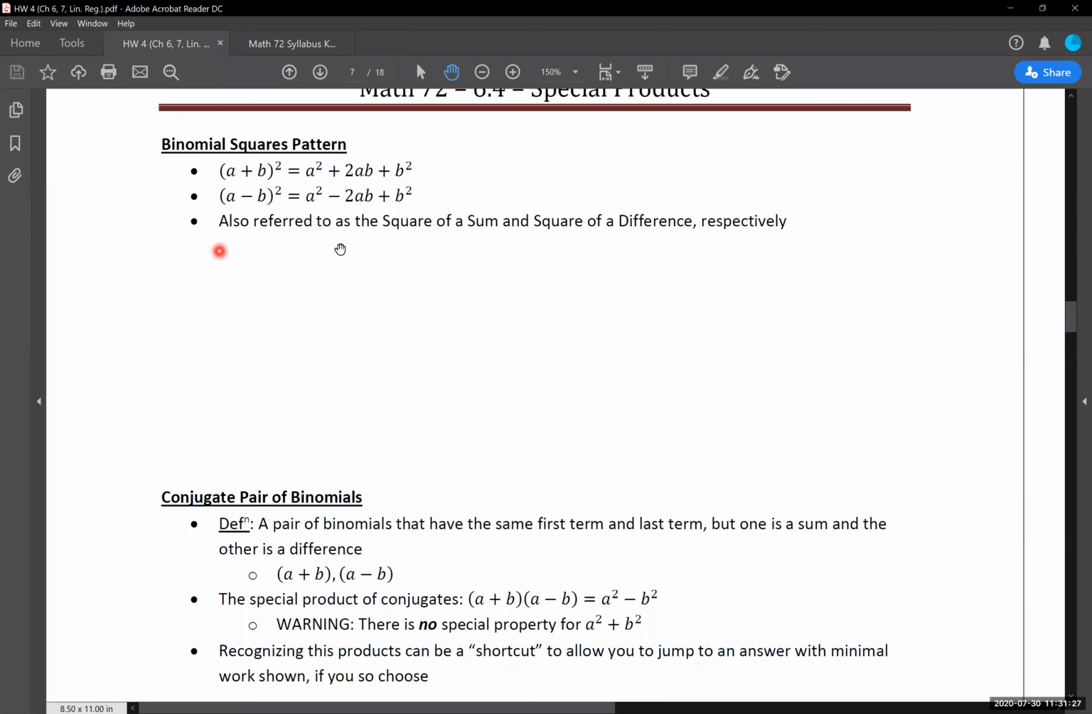These two are also referred to as the square of a sum, which we have right here, and the square of a difference, which we have right here. So if you see an instance where I have a binomial raised to the second power, we can jump to this answer if we correctly identify our a and our b value. Similarly, if we have the difference of two things raised to the second power, we can correctly identify our a and our b value and jump to our final answer in this form here. I'll go through a couple examples of this farther down below.